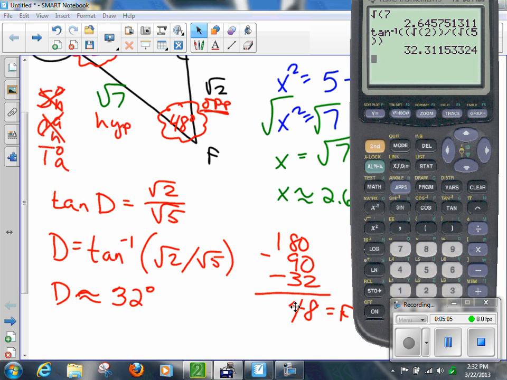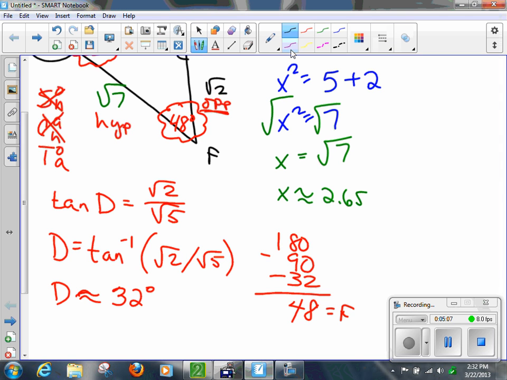This should be 58, not 48. 58. Daniel's right. Because that's 90, and 90 is 180. I was trying to get to 80 and not 90. So it's 58, folks. It's F. Oh, I don't care. I make mistakes all the time. Thank you, though, for calling that.